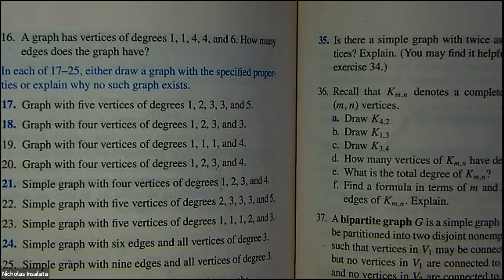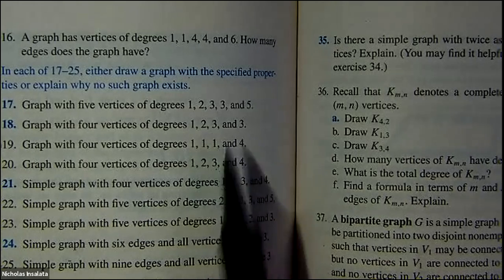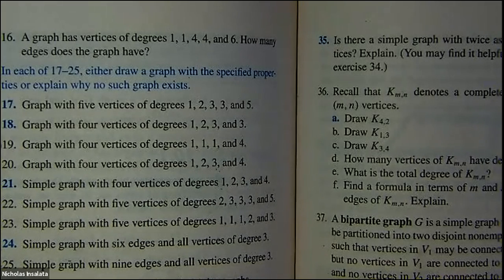No, good, it does not. Why not? The total degree must be even, and in this case, it is not, because 1 plus 2 plus 3 plus 3, well, that's 6, 8, 9 is the total, and the total can't be odd.